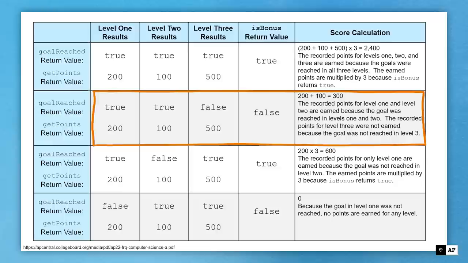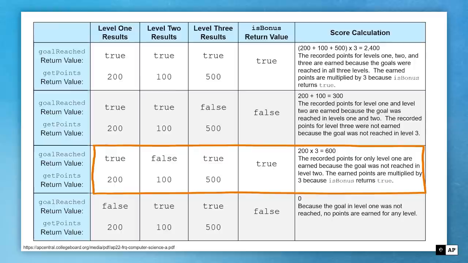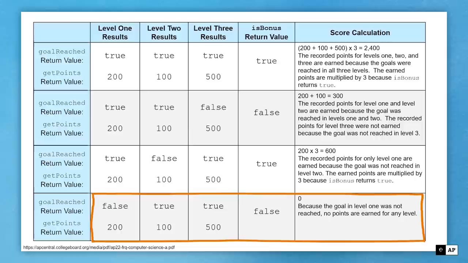Another example might be, what if I only reach level one? Level one returns true, I get 200 points. Level two is false, I'm done. Now notice it says level three true, but that doesn't matter because once I hit false for level two, my play was over. So I only get 200 points, but it's a bonus, so I'm going to get times three. So I actually get 600 points for this game. And then finally, the last score calculation, what if I immediately get false for level one? That's it, I don't earn any points. I can only earn level one points if I reach level one, and I can't earn any other points for any other levels because I haven't reached level one.